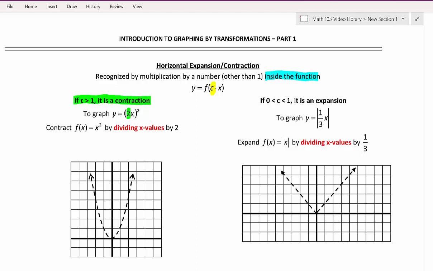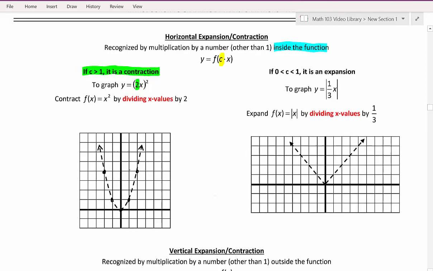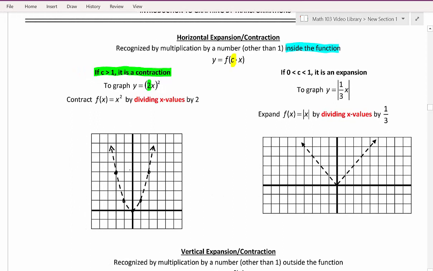So I have graphed our parent function, x squared. Like with the reflections, I think it is very helpful to write out the ordered pairs, since now we're going to need to divide all the x values by 2. So this is going through the points (-2, 4), (-1, 1), (0, 0), (1, 1), and (2, 4). To get the contraction, we're now going to divide all the x values by 2.